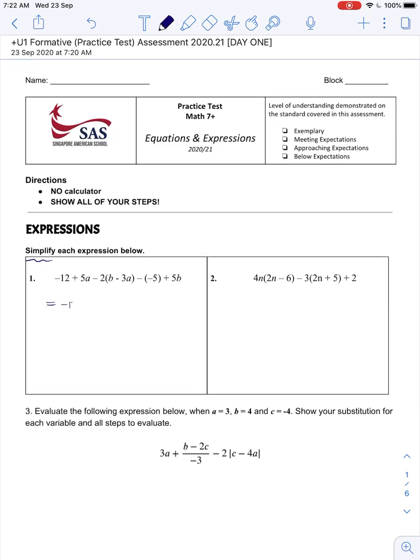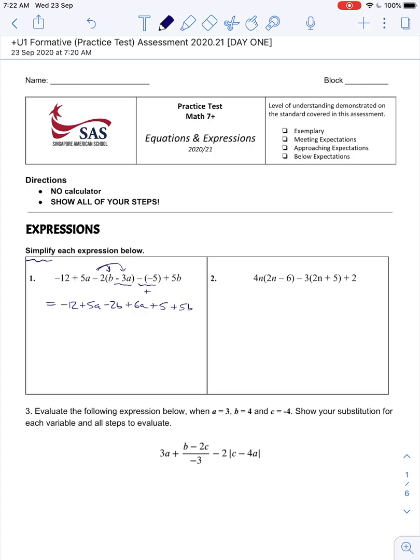So that's going to give me negative 12 plus 5a. Now what I have to do here is distribute that minus 2. And so that's going to give me minus 2b. Now when I distribute it, it's going to be minus 2 times minus 3. So a minus and a negative behave the same way. So that's going to become a plus 6a. And then we have our rule for subtracting negatives, which is the same as addition. So that would become a plus 5 and then plus 5b.